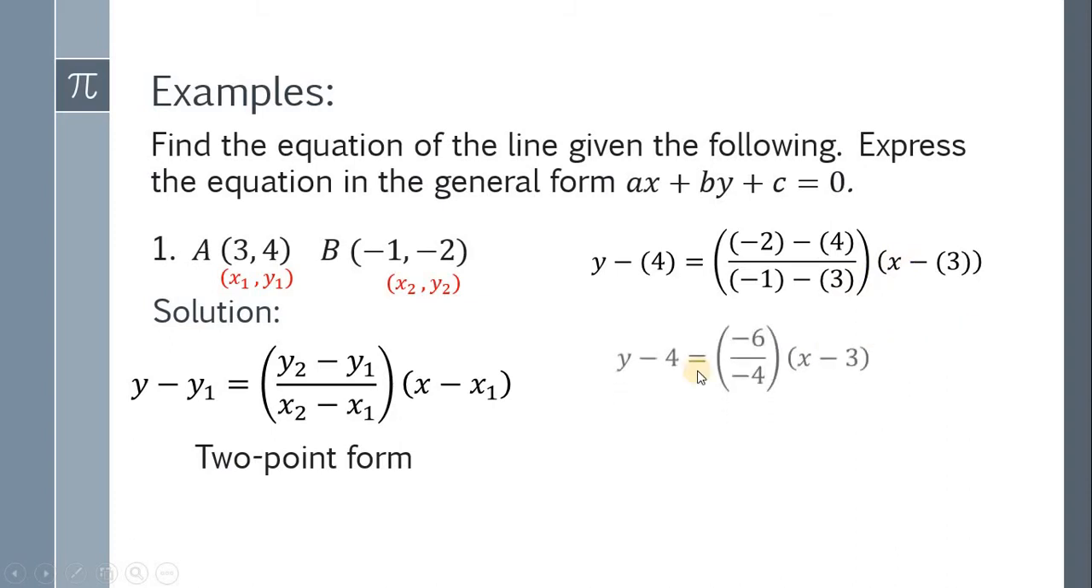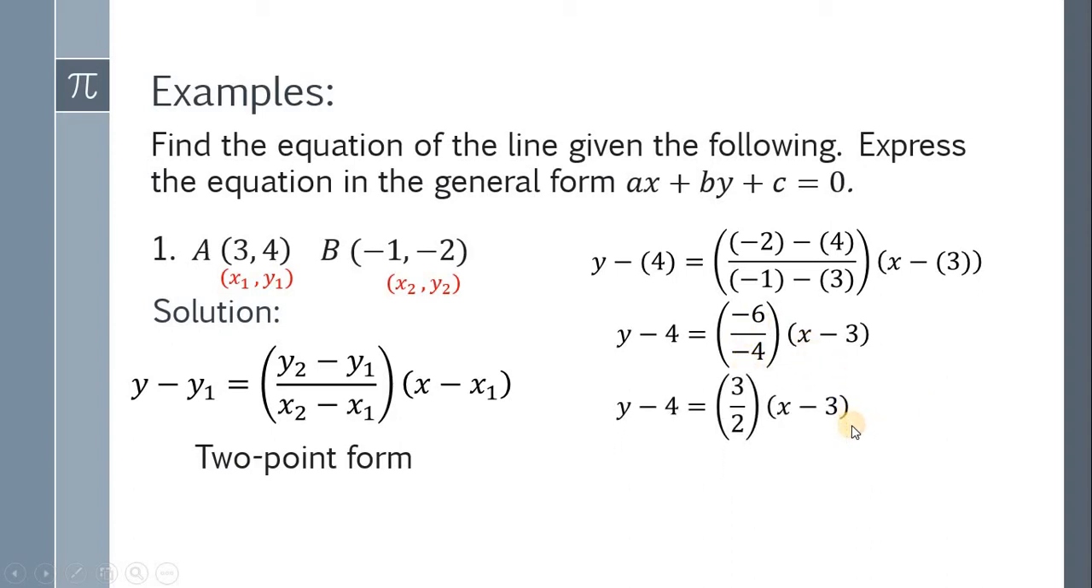Next, simplify natin. We have y minus 4 equals to negative 6 over negative 4 times the quantity x minus 3. Next, simplify pa natin. Pwede pang i-simplify yung negative 6 saka yung 4. Divide natin by negative 2 parehas. So, magiging y minus 4 is equals to 3 over 2 times x minus 3. Next, cross-multiply natin. So, ito ay may denominator na 1. Ito ay may denominator na 2. Cross-multiply natin.